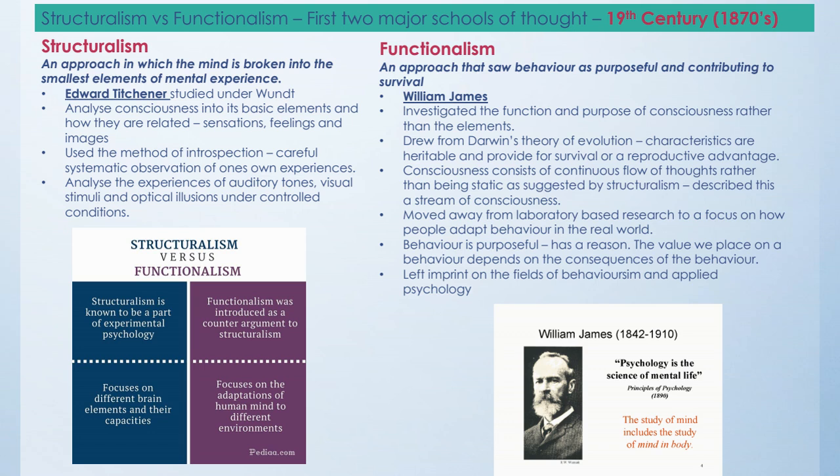And then came along the functionalists, who said it's not really necessary to break things down into their component parts. Really, what the functionalists were saying was, we're not interested in how consciousness is made up, but what is the function of consciousness? What is its purpose? We don't want to know those building blocks. We want to know what it is and what its purpose is. So this was William James. And a lot of his work drew from Darwin's theories around evolution, and that basically any behavior or anything that happens is because it's about survival and reproduction.